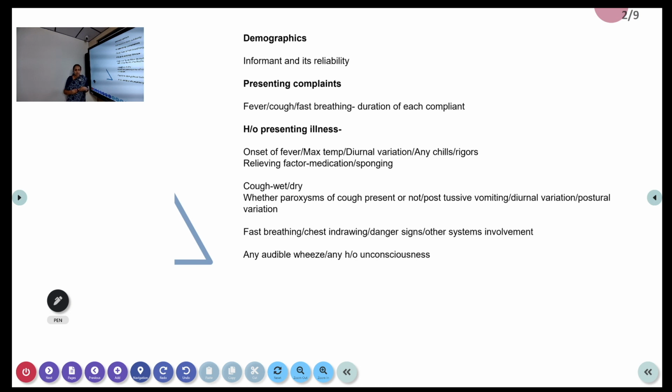Then the relieving factor. Most commonly, fever gets relieved with antipyretics, that is paracetamol, or by tepid sponging. But after a few hours, the fever will again spike. So you ask all these details about the presenting complaint, that is fever. Then go to your second presenting complaint, that is cough. When there is cough, the peculiar thing in children is that they will not bring out the sputum. Most of the smaller children swallow the sputum. So you ask whether it is a dry cough or a wet sounding cough.